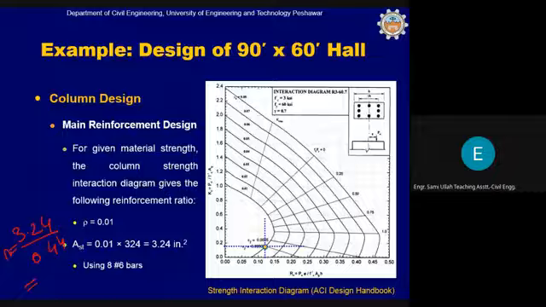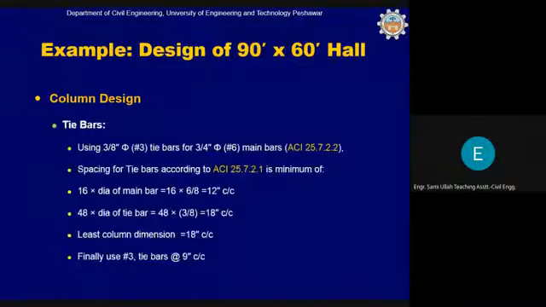Next is ties. According to the ACI code, the ties shall be provided according to this criteria: 16 times the diameter of the main bar. The main bars are number 6 bars, so 6 by 8 into 16 comes out to be 12 inch center, or 48 times the diameter of the tie bar. The tie bar is 3 by 8, so 3 by 8 into 48 is 18 inch center.